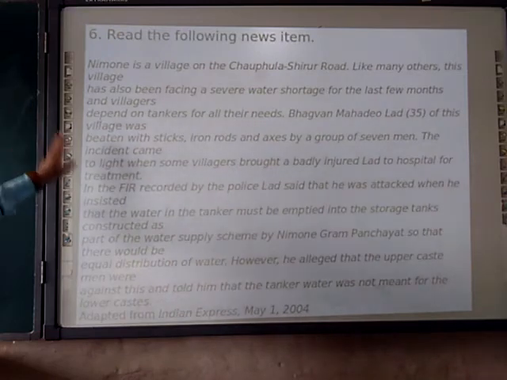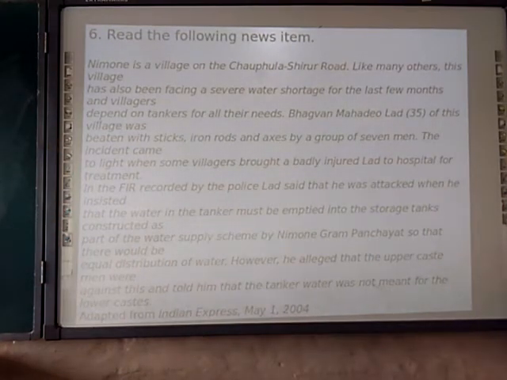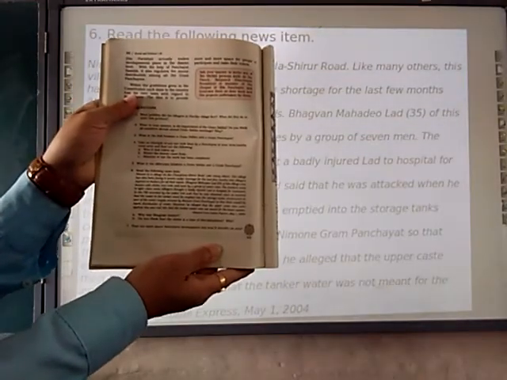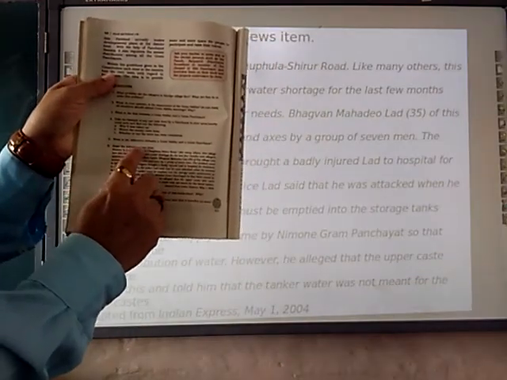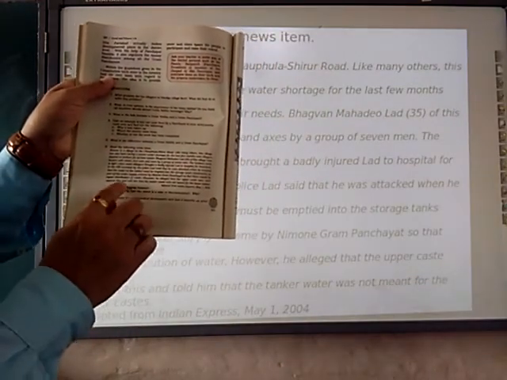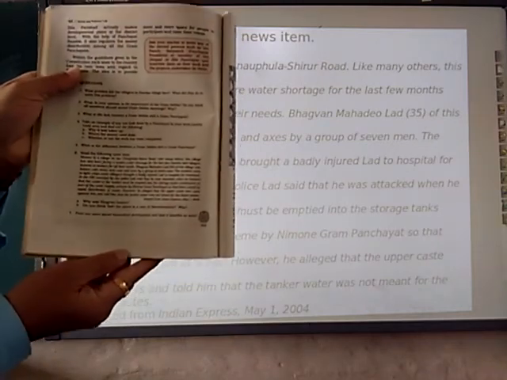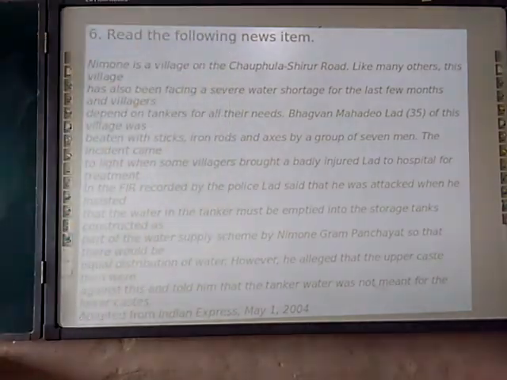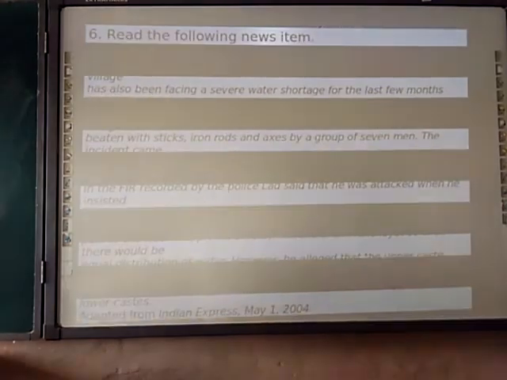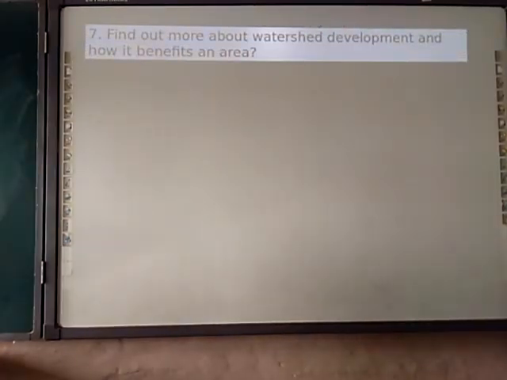Next, this is the story part. You can go ahead in the textbook also. It is placed there. You should read the story and after that you have to write the answer. So this part is there in the textbook. Please see it. This is the 6th question. Read the following news item. After reading, there are 2 questions you have to do. Right? Next, moving toward the next question. Question number 7. Find out more about watershed development and how it benefits an area.